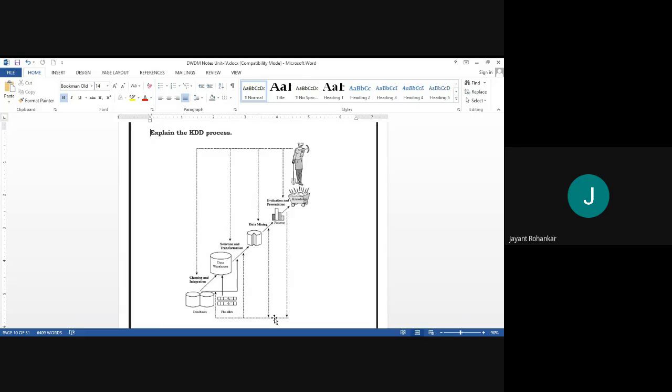Now see, one lady is standing there with some tools, and she wants the knowledge which is available in that bucket. That bucket is named knowledge. So knowledge is different and database is different.